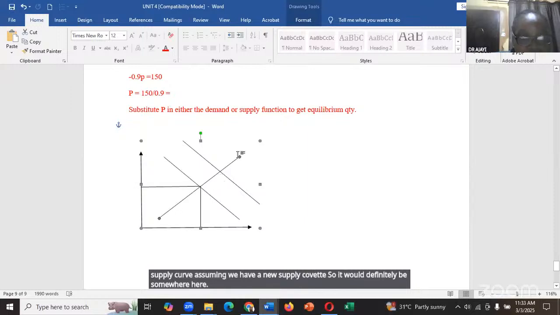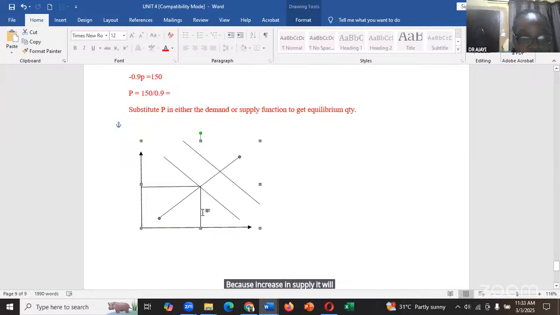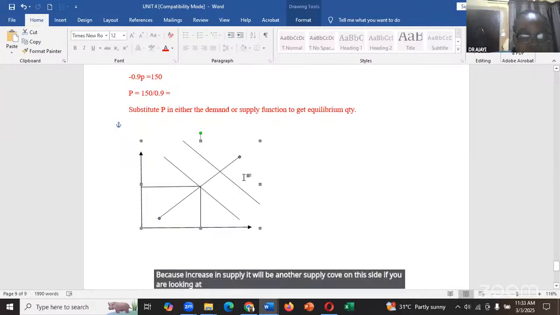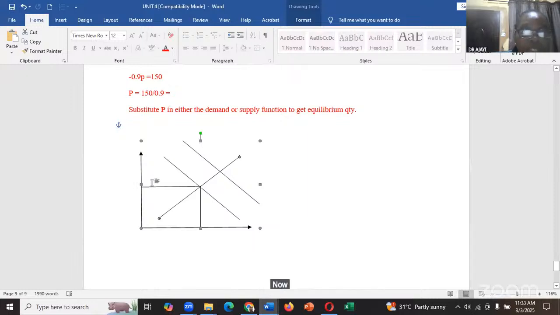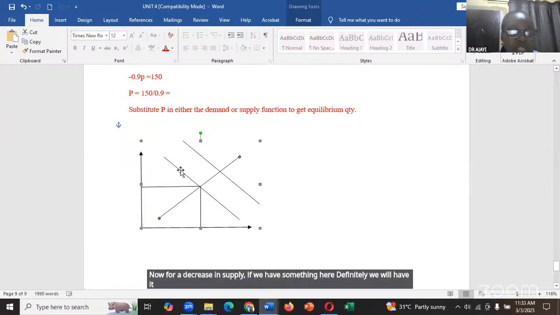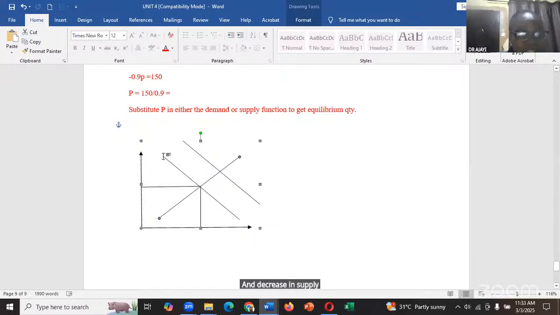Because an increase in supply will be another supply curve on this side. A decrease in supply will be here, and an increase in supply will be here. Now, for a decrease in supply, if we have something here, definitely we will have it crossing the demand curve, because this is the decrease in demand. The initial demand was here, it moved downward, because the question is both decrease in demand and decrease in supply. So we have decrease in demand here, then decrease in supply somewhere here.